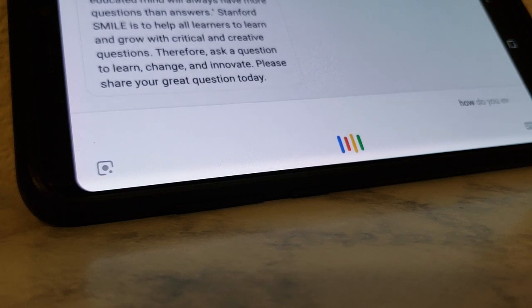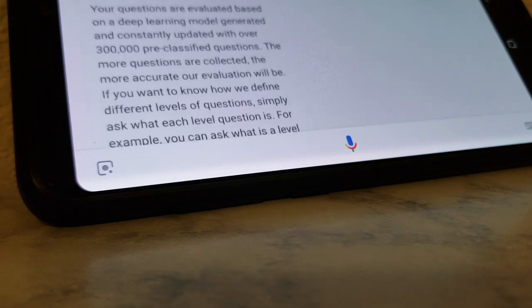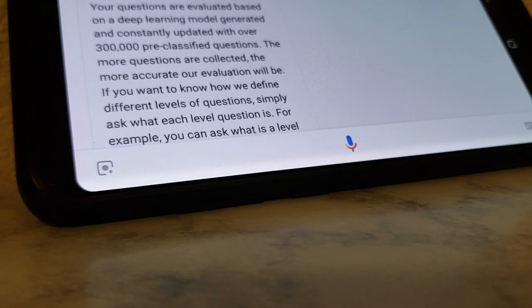How do you evaluate my questions? Your questions are evaluated based on a deep learning model generated and constantly updated with over 300,000 pre-classified questions. The more questions are collected, the more accurate our evaluation will be. If you want to know how we define different levels of questions, simply ask what each level question is. For example, you can ask what is a level 3 question, and we will tell you what level 3 questions are. There are 5 levels. Now, if all is well, please tell me a great question.